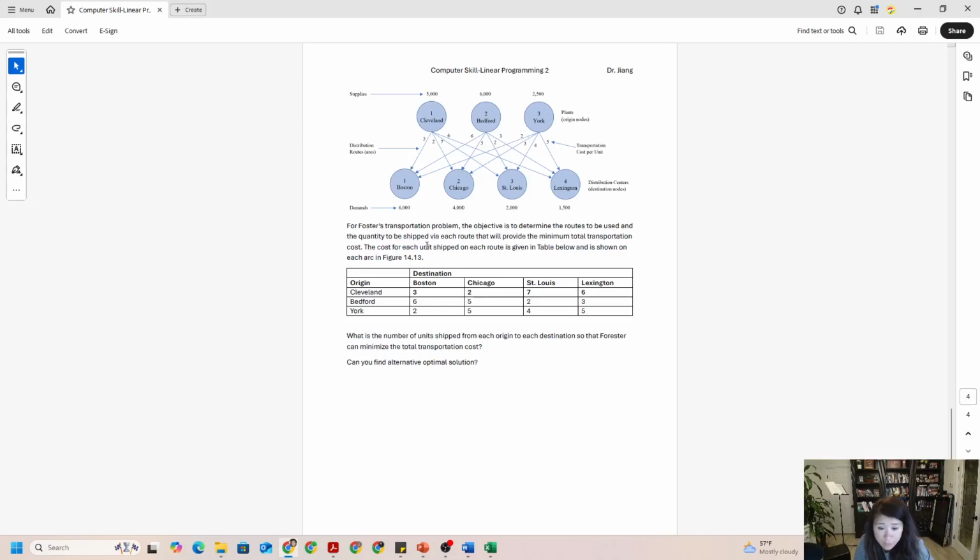The cost for each unit shipped on each route is given in the table below and is shown on each arc in the figure above. For this problem, we try to help the manager of the company understand the number of units shipped from each origin to each destination so that Foster can minimize the total transportation cost. So the objective is to minimize the cost.